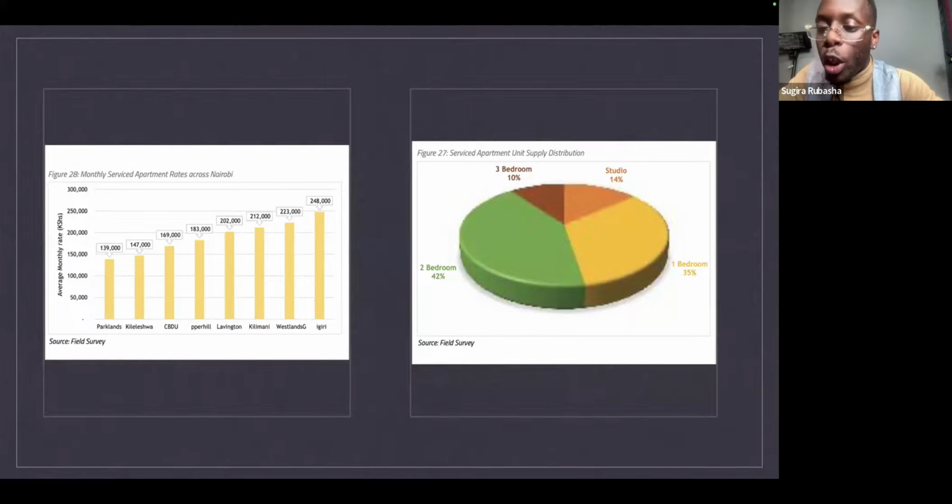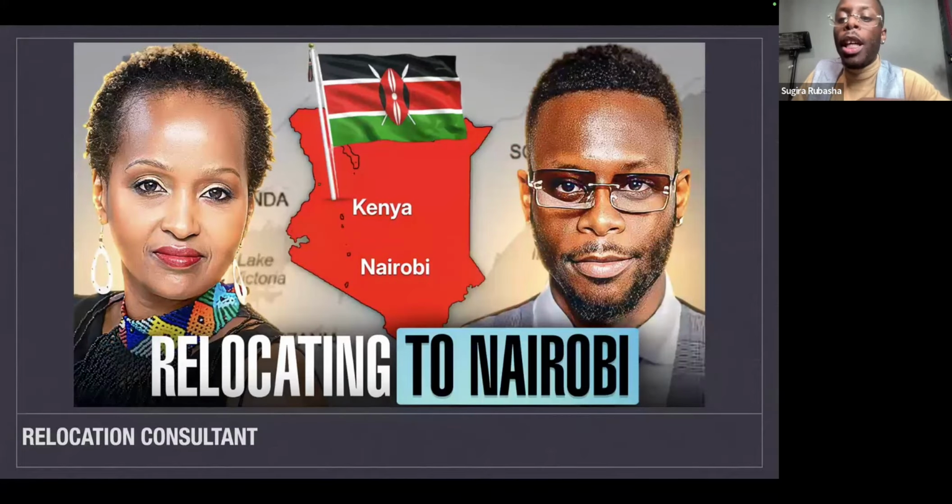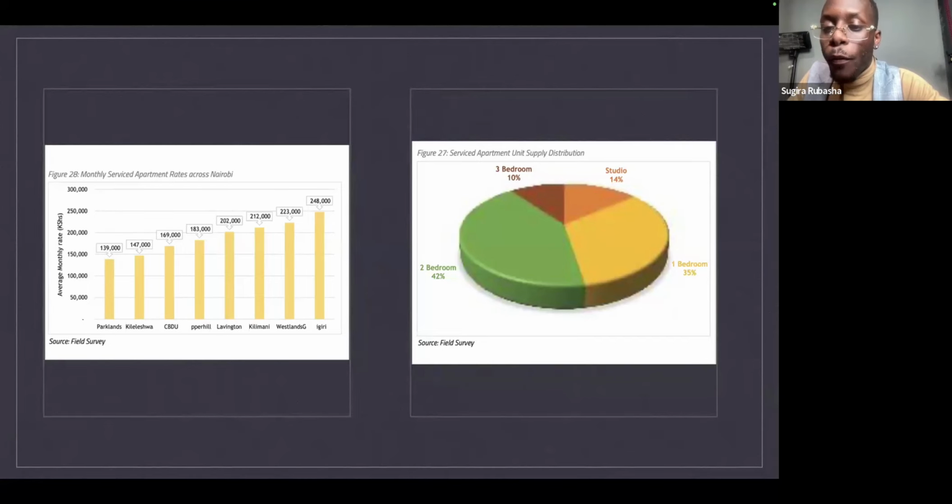One bedroom, which is pretty good, which is us. When I spoke to the relocation consultant, she told me a lot of them come in for one bedroom. We get a lot of assignments like that. One bedroom, they come for 6 to 12 months. So that's why you can see here, one bedroom is at 35%. Two bedroom is highest, 42. Three bedroom is lower because that's quite a lot, am I going to pay for a serviced apartment? Studio is also 14%. So one and two bedroom, this is what I would advise our clients. We want a mix of both.